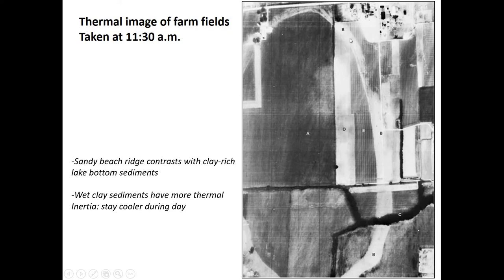Sand has a lower thermal inertia than clay. So the sandy shoreline is showing up as bright because it has warmed up in the middle of the day. By 11:30 a.m., the sun is up, and that sand followed the sun and warmed up very readily. In contrast, the clay-rich lake bed soil here has been slower to warm up. It's still cold from the night before, so it's showing up as dark because it's not emitting much thermal radiation.